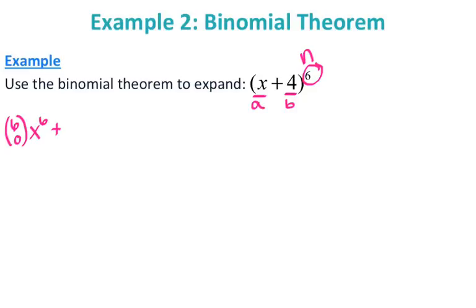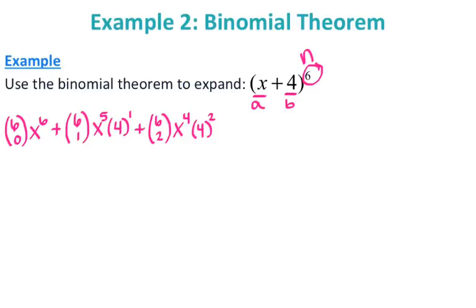For my second term, it's n choose 1. So I have 6 choose 1, and then I'm going to take x and raise it to the n minus 1 power. So my exponents for my x's are going to descend. So this is going to be x to the 5th. And now I'm actually going to incorporate b, which is 4, and I'm going to raise that to the 1st power. For my third term, I'm going to do 6 choose 2, and it's going to be x to the 4th, and then 4 to the 2nd.